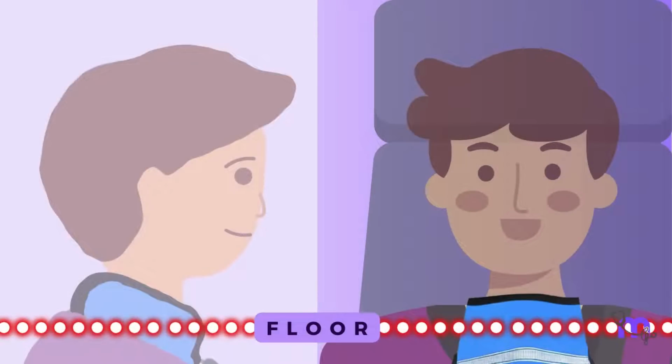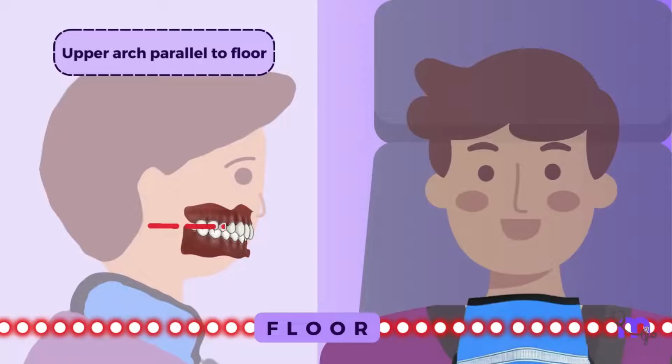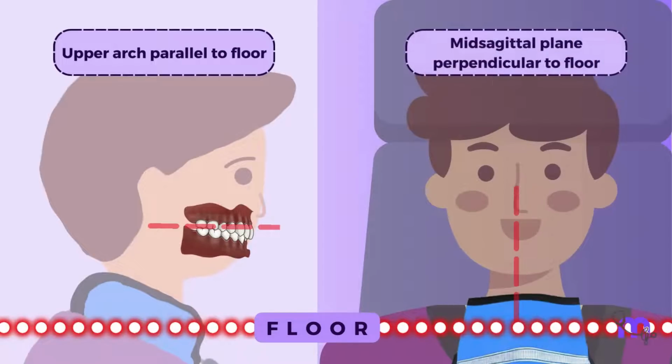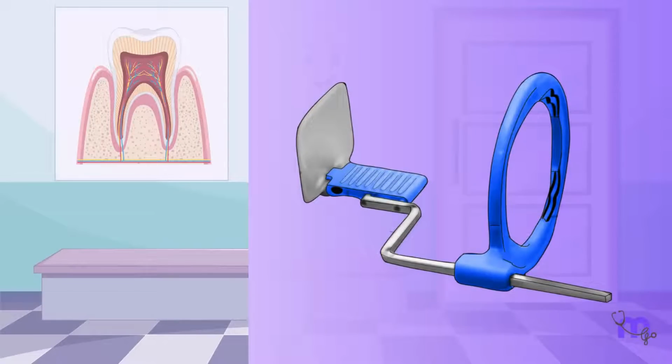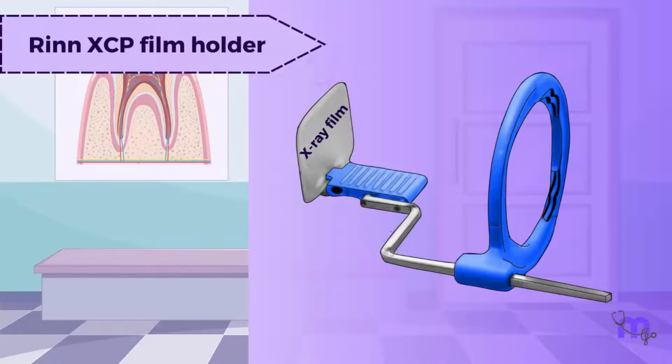When he is ready, I ensure that his head is positioned in such a way that the upper arch is parallel to the floor and the mid-sagittal plane is perpendicular to the floor. I then proceed to take the unexposed intraoral film packet and fix it to a RINN XCP film holder that consists of a beam aiming ring and a bite block.